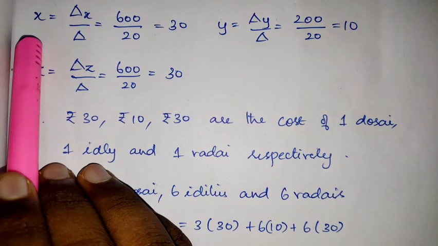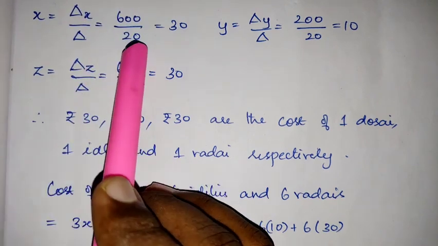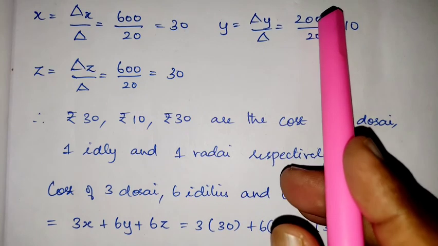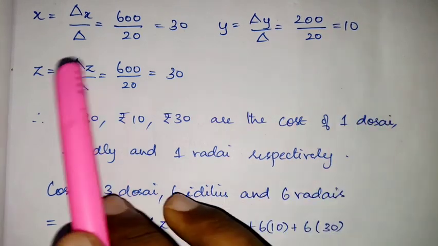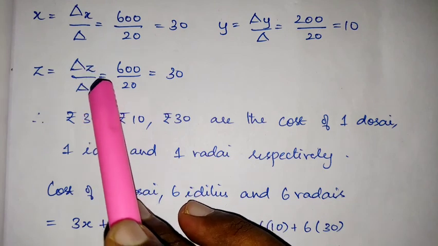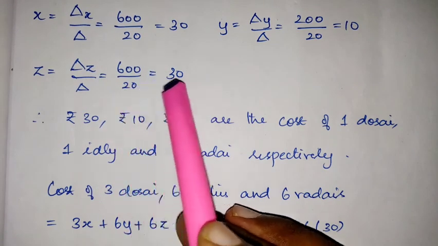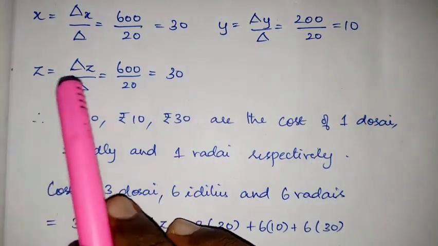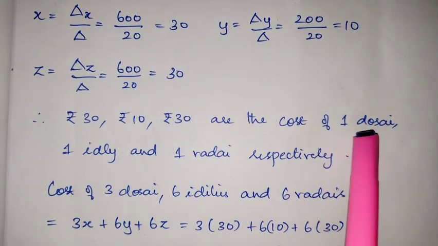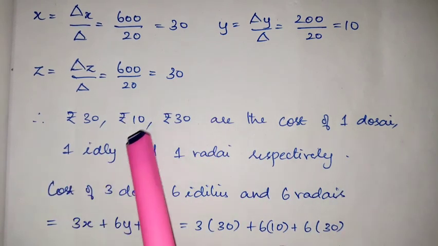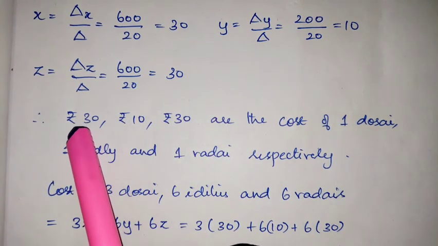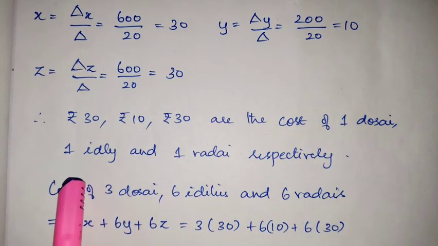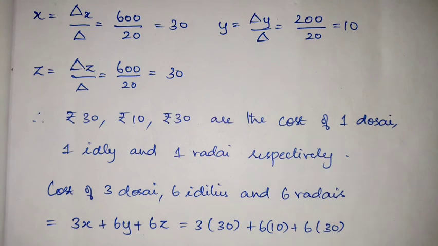Now to find the value of x is del x divided by del, which is 600 divided by 20 is equal to 30. Y is equal to del y divided by del, which is equal to 200 divided by 20 is equal to 10. So z is equal to del z divided by del, which is equal to 600 divided by 20, which is equal to 30. So now x is 30, y is 10, z is 30. So cost of one dosa is 30 and one idli is 10 and one vada is 30. Rupees 30, rupees 10, rupees 30 are the cost of one dosa, one idli and one vada respectively.